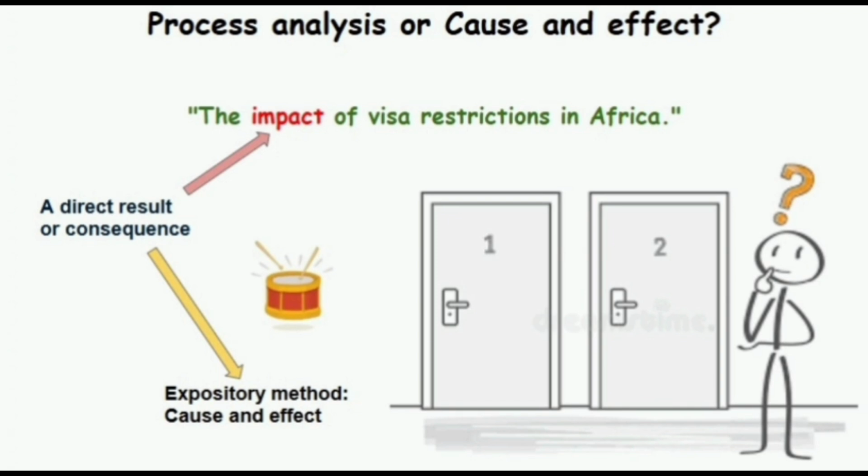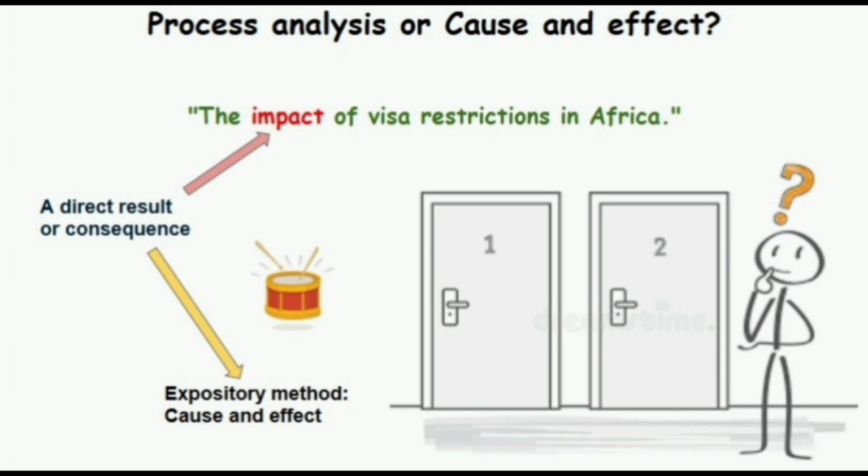The student's narrow topic explicitly asks about the impact of visa restrictions. An impact is a consequence or effect. Therefore, the entire essay is designed to analyze a chain of causality. Also, cause and effect analysis requires the student to move beyond simple description. It demands a critical examination of the mechanisms, or the why and how behind the impacts.